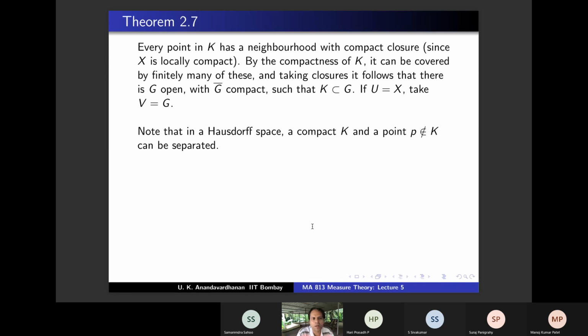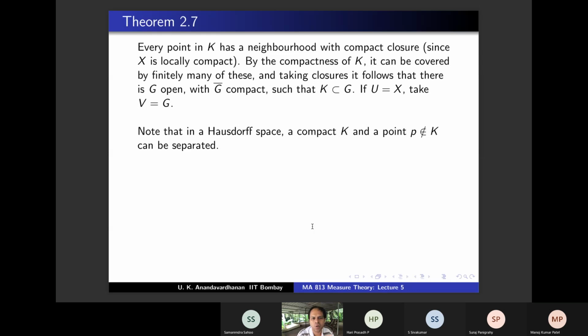So let's do that. So first of all, as you observed, in a Hausdorff space, a compact... Can you hear me clearly, or is there a lot of disturbance? Yes, there is some background noise. There's some background noise, but what I'm speaking is clear, no? Yes, it's okay.